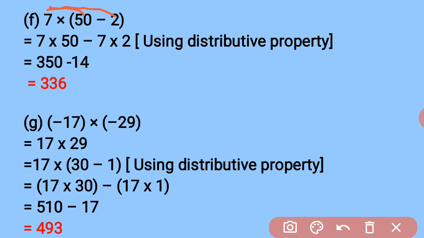If you would have solved it the other usual way which you have learnt till now, what you would have done is 50 minus 2 gives you 48. That 48 is a big number to be multiplied. Multiplication of a big number is tedious and time consuming. Here we have solved it using the distributive property. Now multiplication of 7 and 50 is easy. 7 fives are 35 followed by a 0. Very easy. And 7 twos are also very easy, that is 14. Just subtract and quickly get the answer.